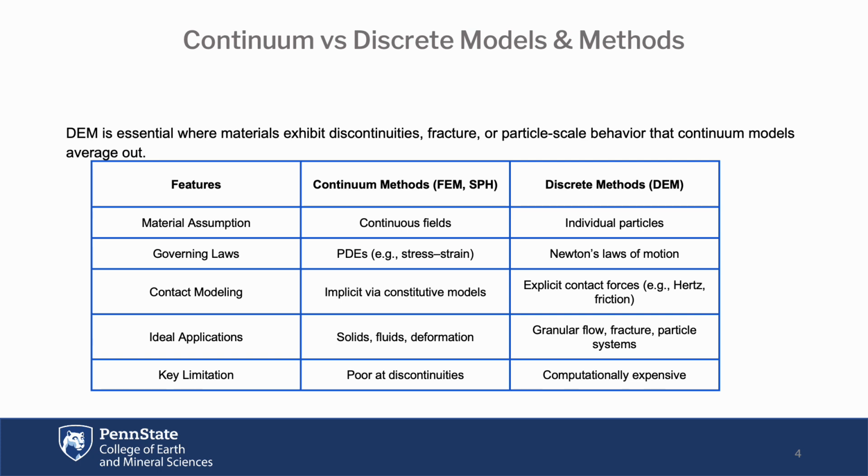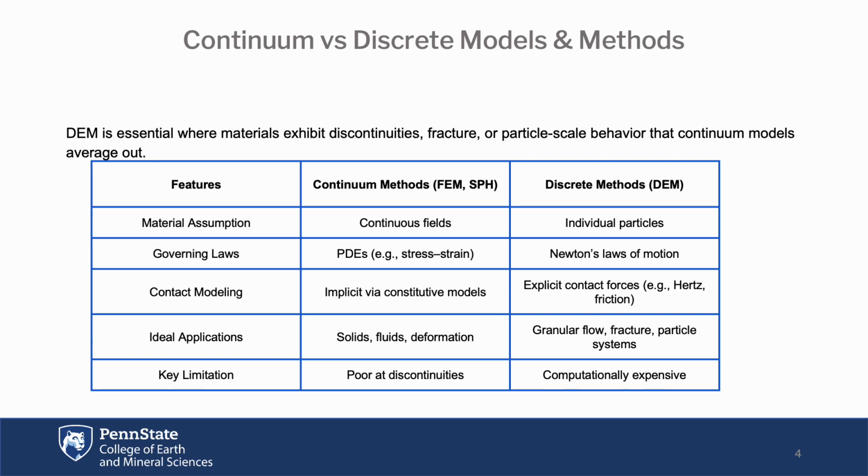This fundamental difference in modeling approach also determines where each method is most effective. Continuum models are best suited for materials where the deformation is smooth and the microstructure can be averaged. DEM, however, is preferred when the microstructure plays a dominant role, such as in granular media, particulate flow, fracture propagation, and powder compaction, where particle-level resolution is necessary.